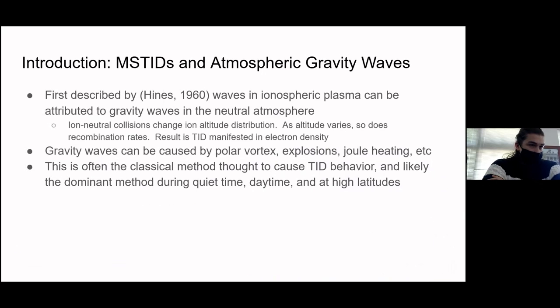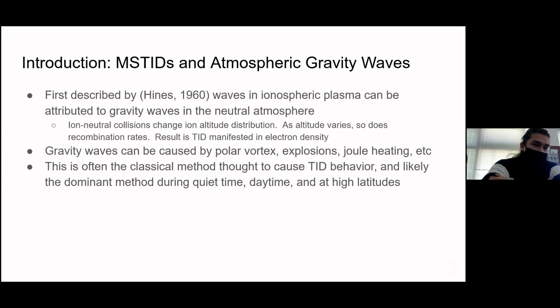So let's talk about MSTIDs some more for a little bit. The original, kind of classical thinking is that these are tied to atmospheric gravity waves. So a gravity wave would be like, for example, waves in the ocean are gravity waves. And so the gravity is the restoring force, and then you have the force, and then you basically have a wave in the neutral atmosphere.